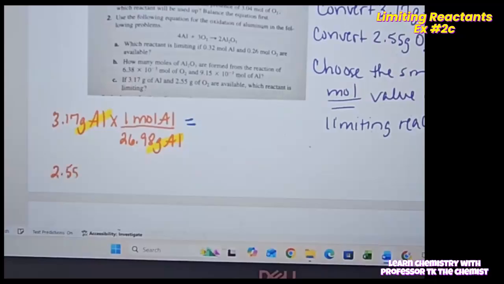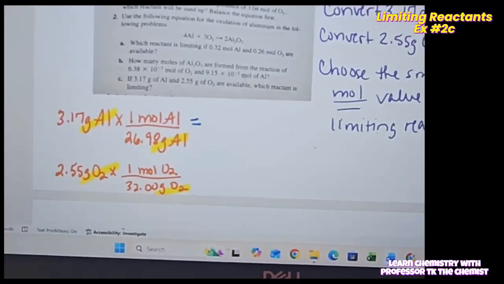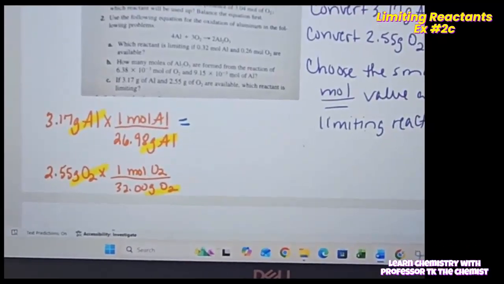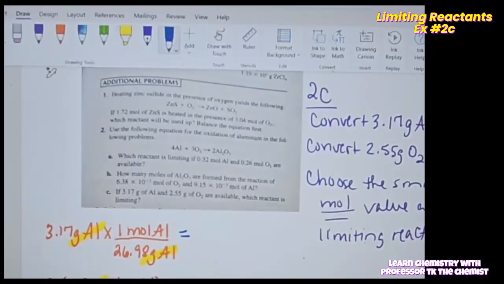We've got 2.55 grams of oxygen that we're going to convert to a mole of oxygen. Now, we have 2 oxygens. So 2 times 16 gives you 32.00 grams of oxygen. That's the molar mass for oxygen. Again, you're going to cross out your grams because you don't need that anymore. Okay? So the next thing that you're going to do is calculate those values.